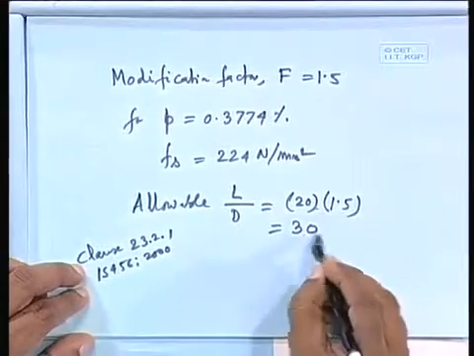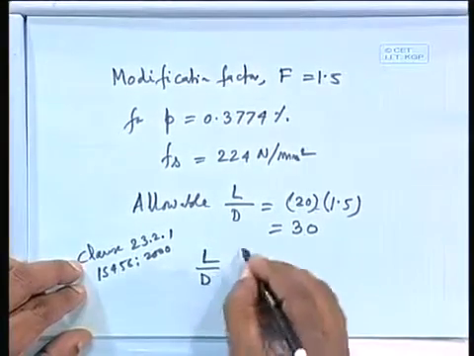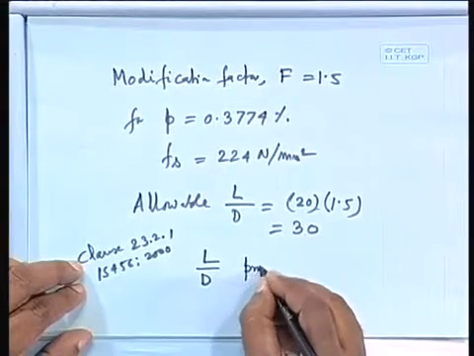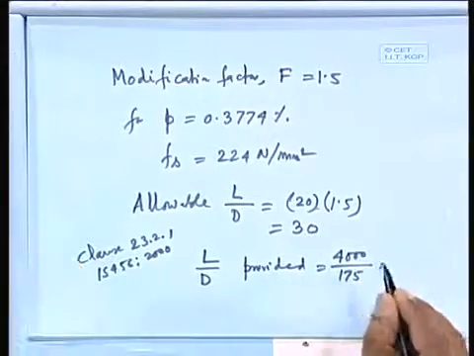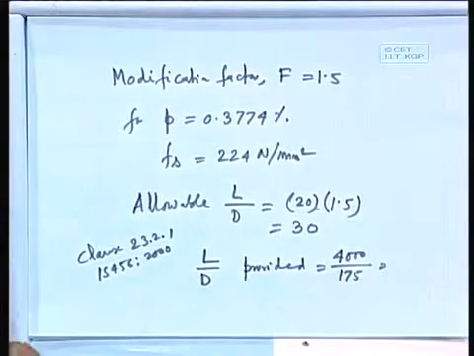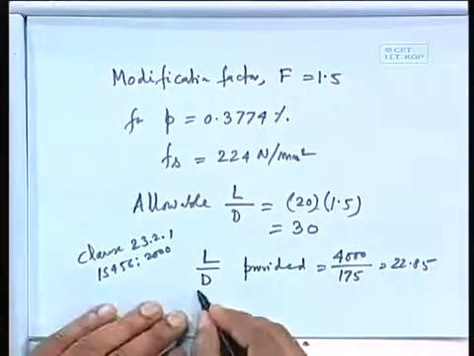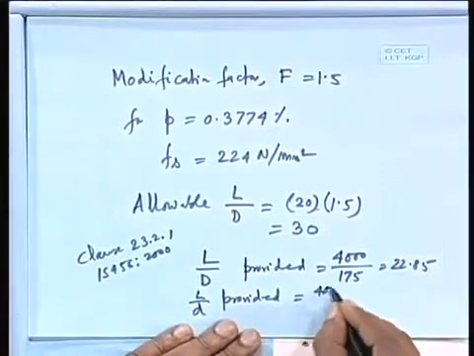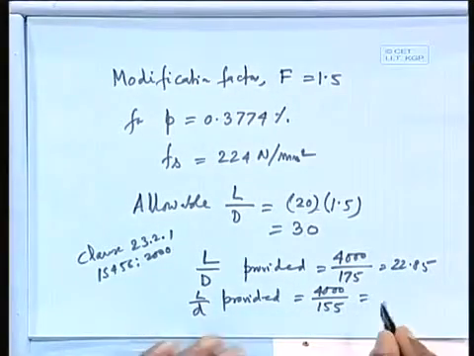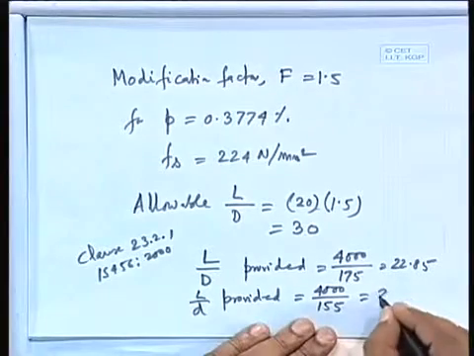This particular 20 by 1.5, 30, and L by d provided. Let us say if I say L by d provided, there are two values we are getting. So 4000 by 175, which is coming as very less, 22.85, whereas if I say L by d 4000 by 155, which is coming as 25.80.